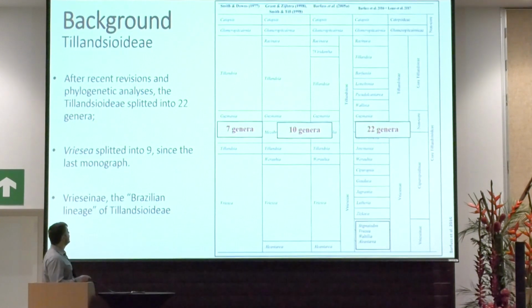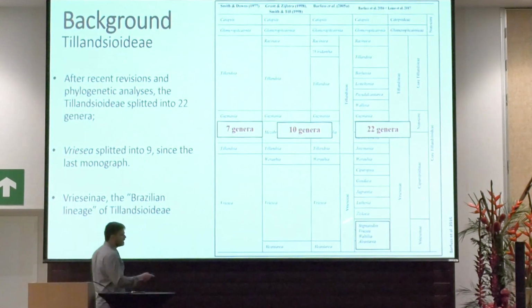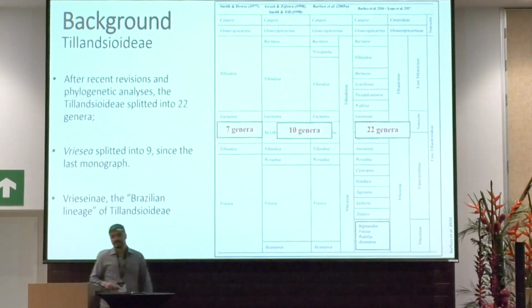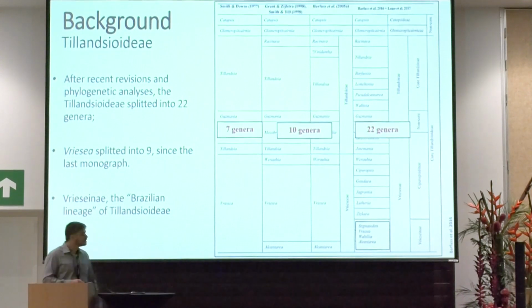And I'd like to highlight this tiny square here on the bottom. That is a group that is called subtribe Vriesea. That is a Brazilian lineage of Tillandsioideae. And I'll explain a little bit about this.